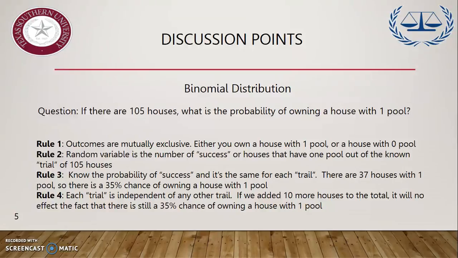The first rule is, are the outcomes mutually exclusive? Basically, either you own a house with one pool or you own a house with 0 pools. That's it. You can't own a house with 0 pools and 1 pool. Mutually exclusive. Second rule, the random variable is the number of successes, or a house that has 1 pool, out of the known number of trials, 105 houses.